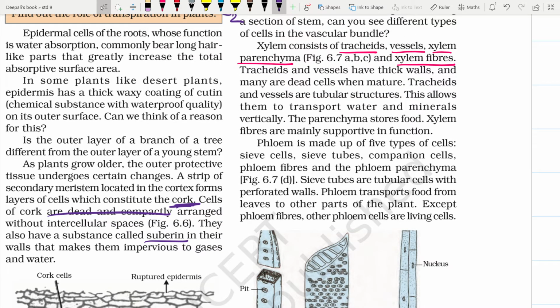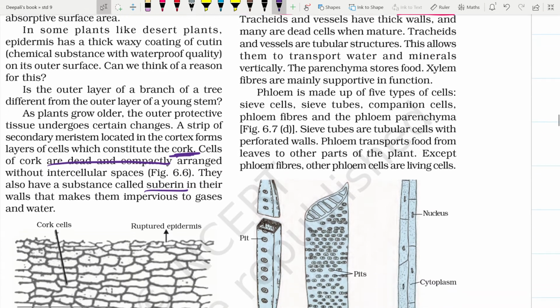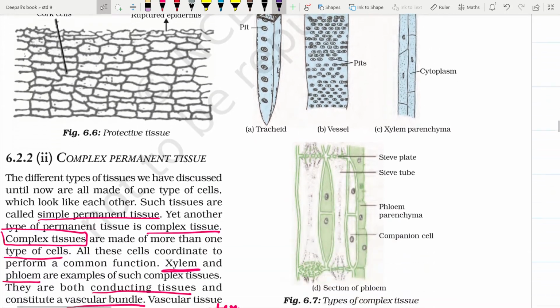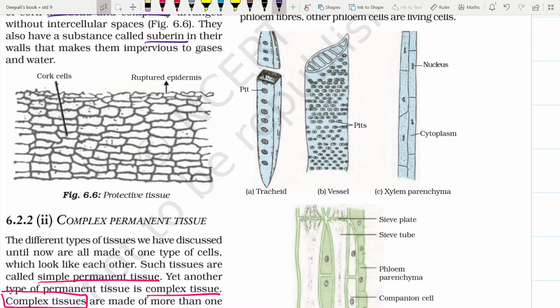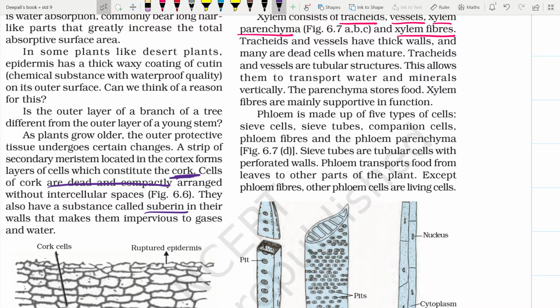Tracheids and vessels have thick walls, and many are dead cells when mature. Tracheids and vessels are tubular structures. They allow them to transport water and minerals vertically. That is why you can call them even pipelines of the plant. The parenchyma stores food. Xylem fibers are mainly supportive in function. So, you can say that the tracheids, the vessels, xylem parenchyma and xylem fibers are the four parts of which the xylem tissue is made up. Their function is to conduct water throughout the plant, and their wall is thick and most of the cells are dead. And they even store food in the xylem parenchyma. And xylem fibers are supportive in function.